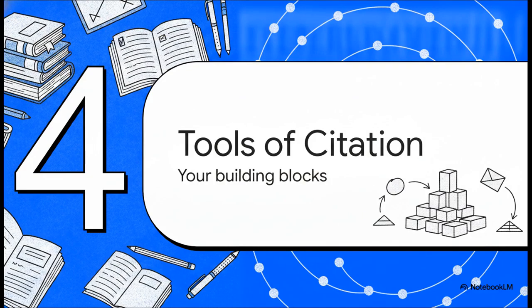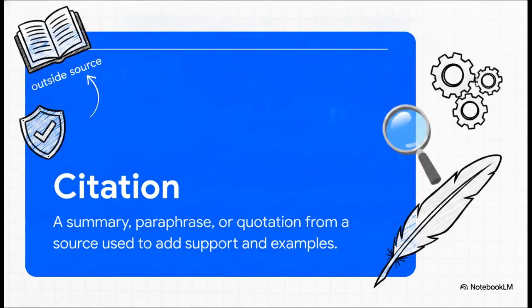All right, Part 4, the tools of citation. These are your building blocks. The absolutely crucial point here is understanding exactly what a citation is. It's a summary, paraphrase, or quotation from a source text used to add support and examples to your writing. It's the core ingredient that brings an outside source into your text. By doing this, you're adding expert support to your claims and, just as importantly, you're preventing plagiarism by correctly attributing ideas to their original authors.